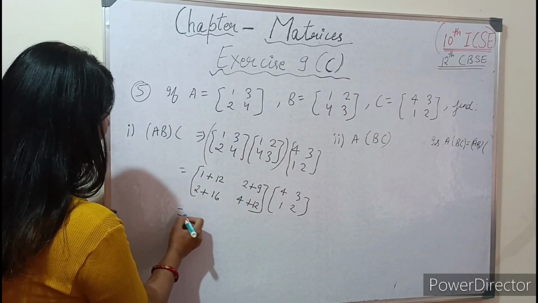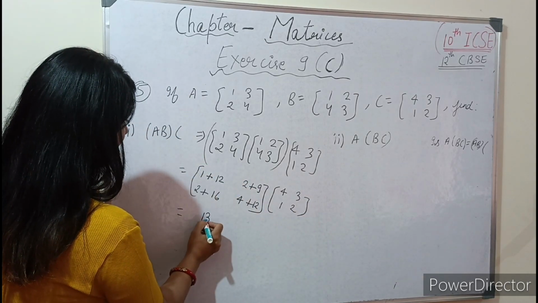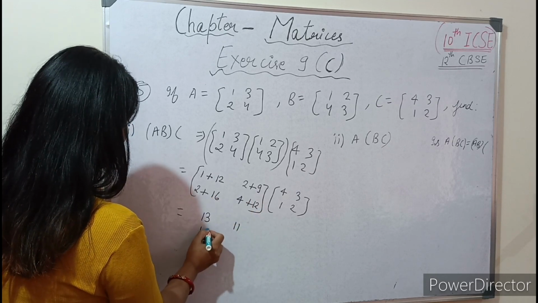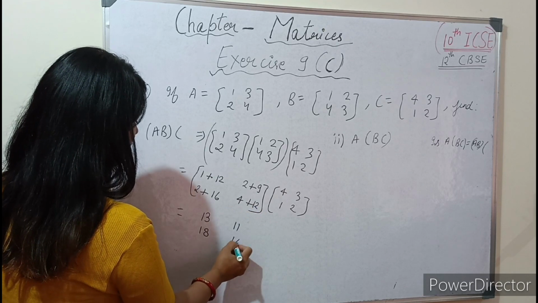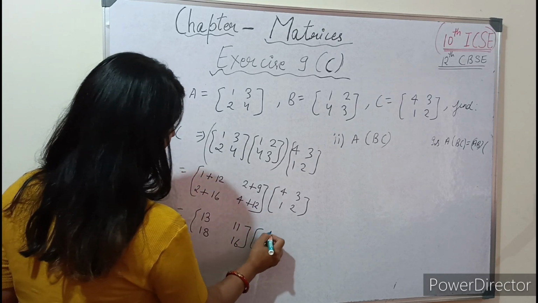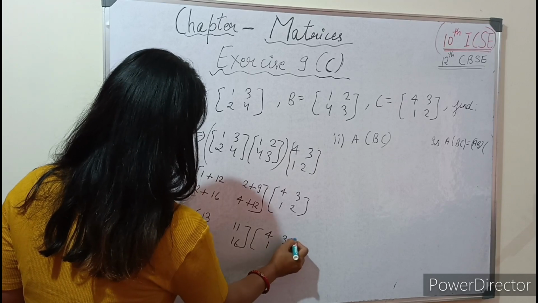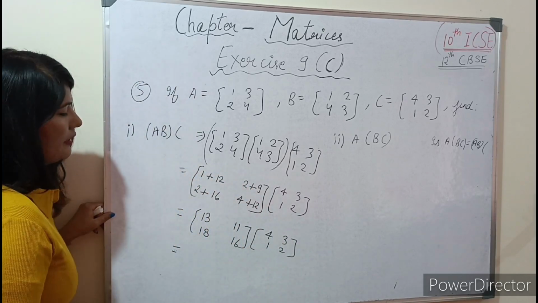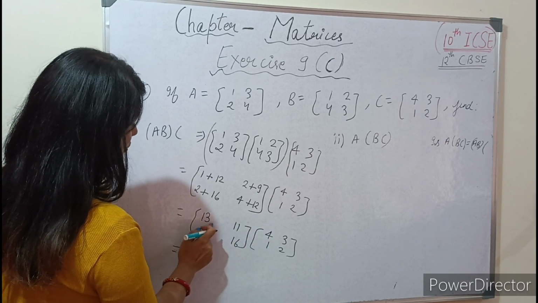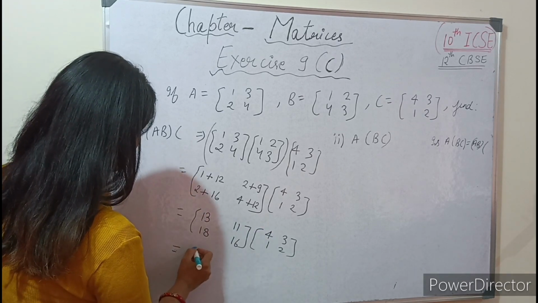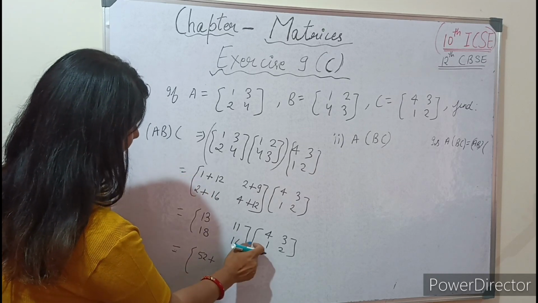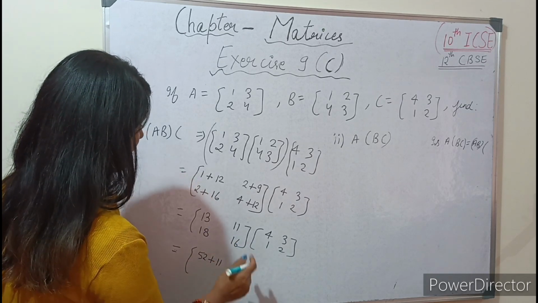Right. Now next step, 12 plus 1, this is 13, 9 plus 2 is 11, 16 plus 2 is 18 and 12 plus 4 is 16. Now this matrix will get multiplied by 4, 3, 1 and 2. Now again first row multiply by first column. So 13 multiplied by 4, this is 52. Plus 11 multiplied by 1 is 11.